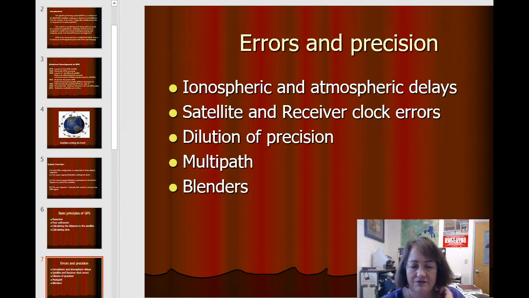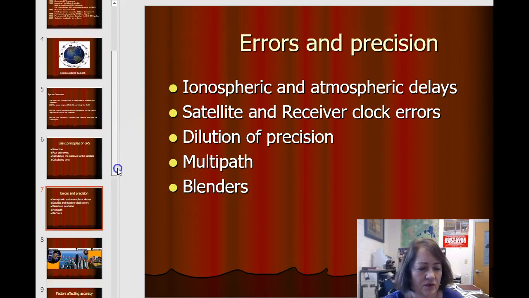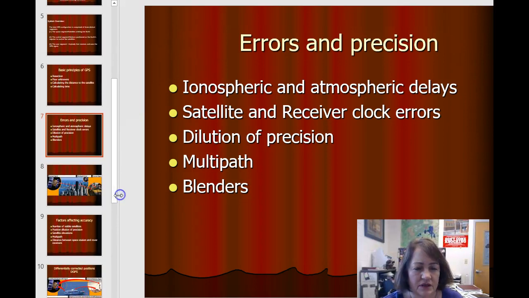So there are things that can affect the accuracy and precision of the global positioning system. We have the ionospheric and atmospheric delays, which are just reductions in the speed of the signals. Satellite and receiver clock errors, which need to be compensated for pretty continuously. It's done automatically usually. When I say usually, I mean I've never seen it not done automatically. Dilution of precision, the multipath issues, which we'll talk about a little bit later, and blunders.